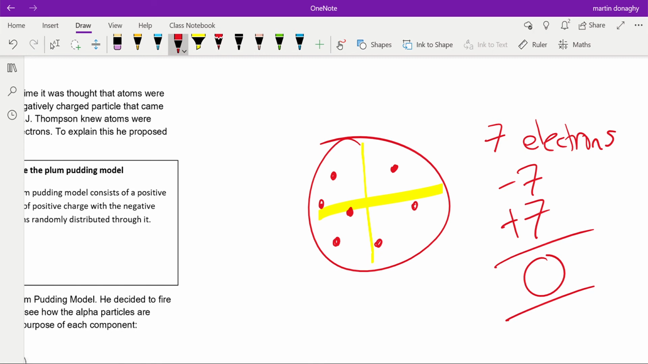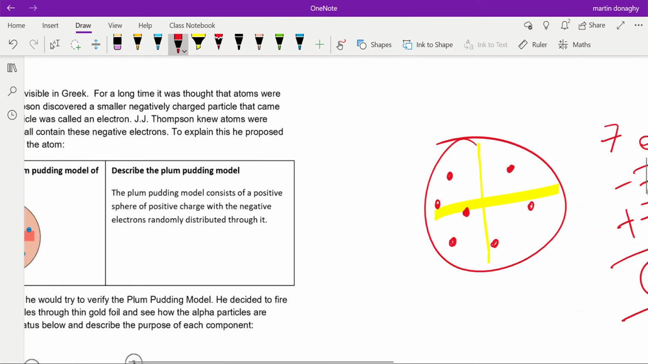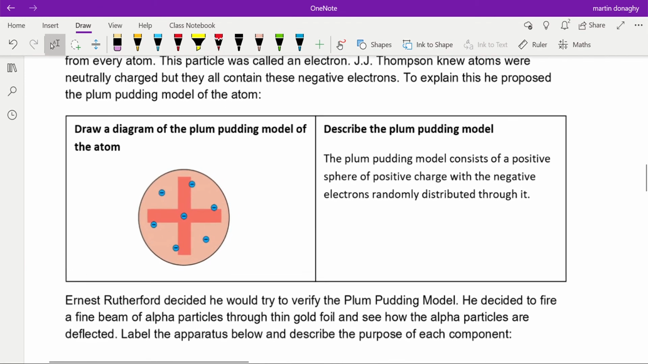Now you may think, why did he not come up with this idea of a positive particle that could cancel out those electrons? There was no evidence for it. So he came up with what is known as the plum pudding model of the atom, and you can see there's a little diagram in your notes. You can think of it a little bit like a Christmas pudding. You have a sponge and then you have these raisins and currants dotted through it. So he said the plum pudding model consists of a positive sphere of charge with these tiny little negative electrons distributed randomly through it.